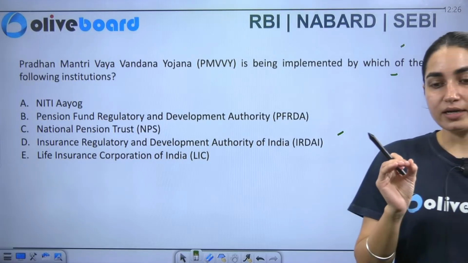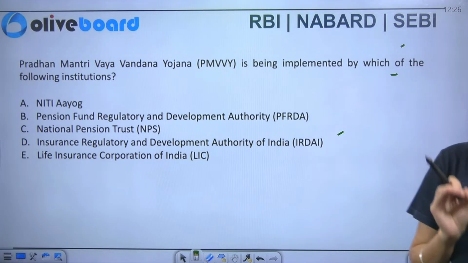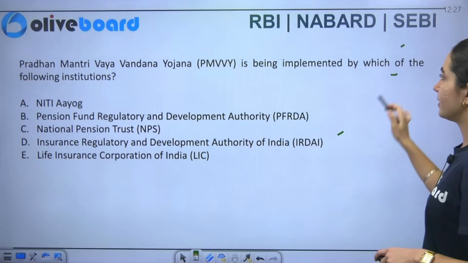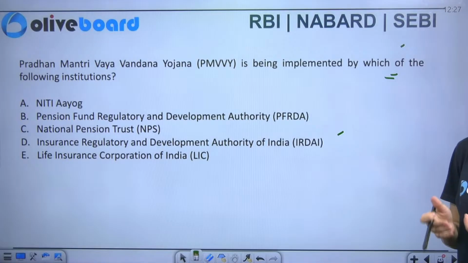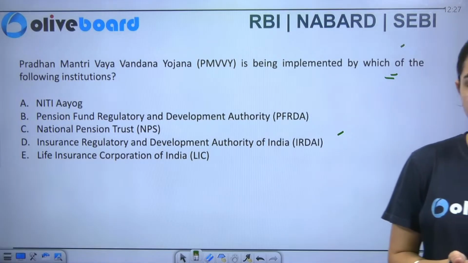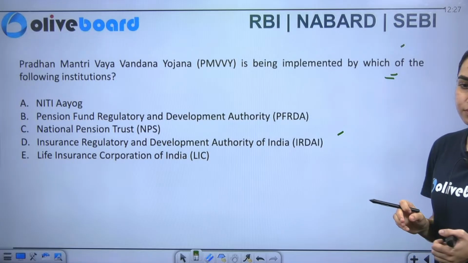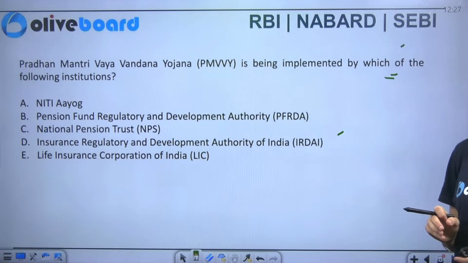Correct, Ashish. The correct answer of the previous question was C only. Now tell me the correct answer of this particular question. It is implemented by who? Which institution? Is it A, B, C, D, E? Which institution implements it? Ashish says B. Aditi, Akshay?